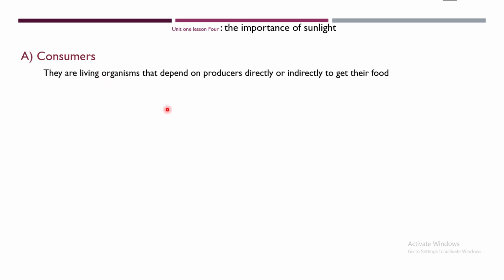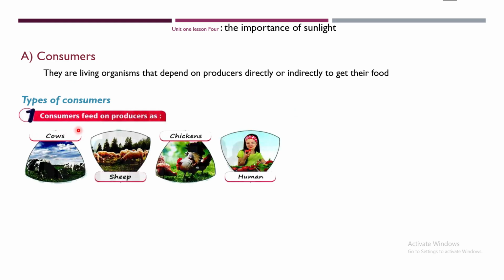The consumers are living organisms that depend on the producers to get their food by feeding on them. And we have types of the consumers. The first type is the consumers that feed on the producers. As for the humans, we feed on some types of fruits and vegetables, and these too are plants. So the plants are producers, and as we feed on them, we are consumers that feed on producers.